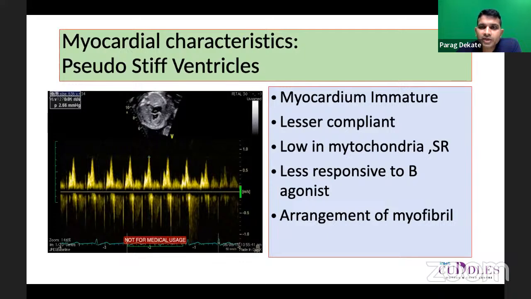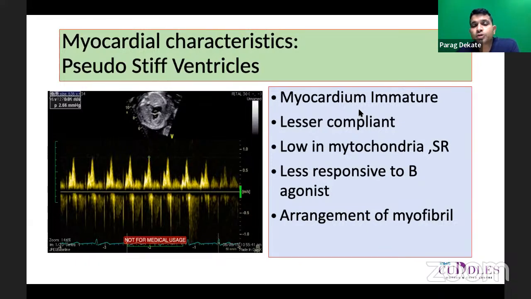Simultaneously, as we discussed initially, the ventricles are stiff here because they are not doing much of a part. They are not actually getting exposed to volume as well as pressure. And for the development of the ventricle, as we discussed, pressure and volume are really important. So we see a pseudo stiff ventricle when we are talking about the fetal transition. Here the myocardium is immature. They have a low number of mitochondria, are less compliant, so they don't have good diastolic relaxation.